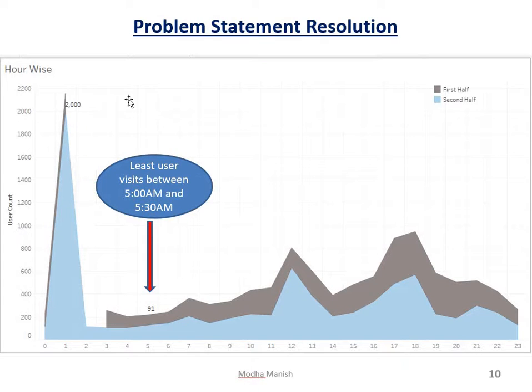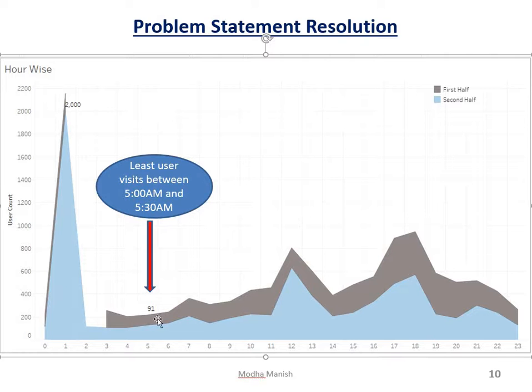Here is my resolution to the problem. This is the chart from which we can get an answer like at what time the number of users is very low. The hours run from 0 to 23, so total 24 hours.